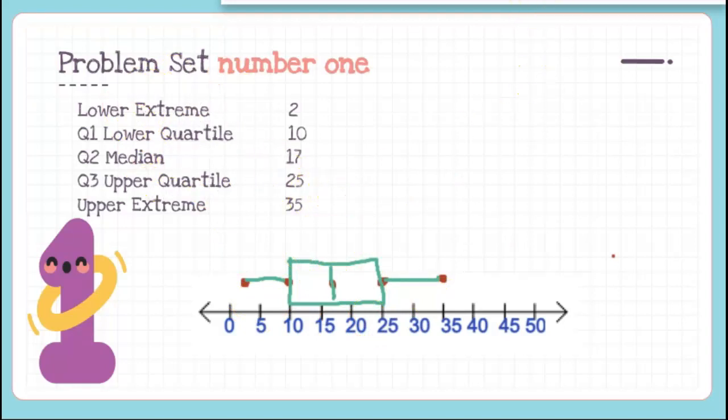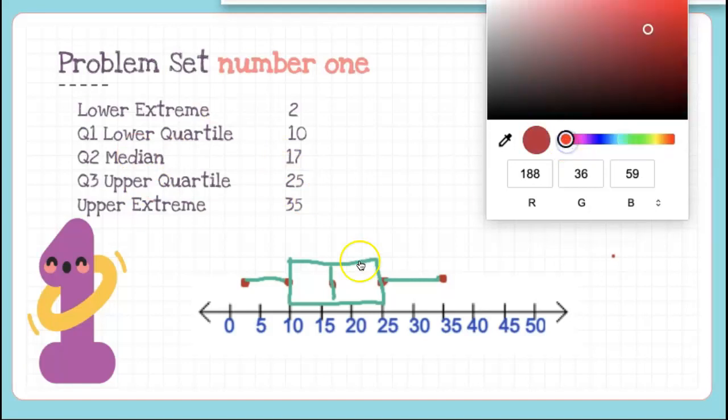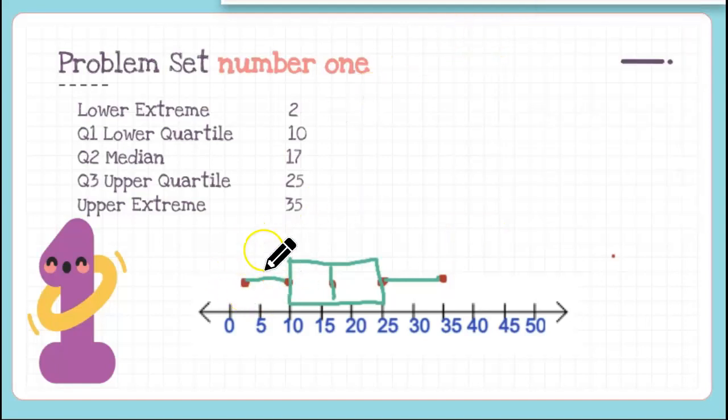Okay. Also, one more important thing that you need to remember is that each section of this box and whiskers is 25%. So this is 25%, right? That's 25%. That's 25%. That's 25%. Or 1/4, 1/4, 1/4, 1/4. So if they ask you what percent is below 10 points, you could just say 25%.